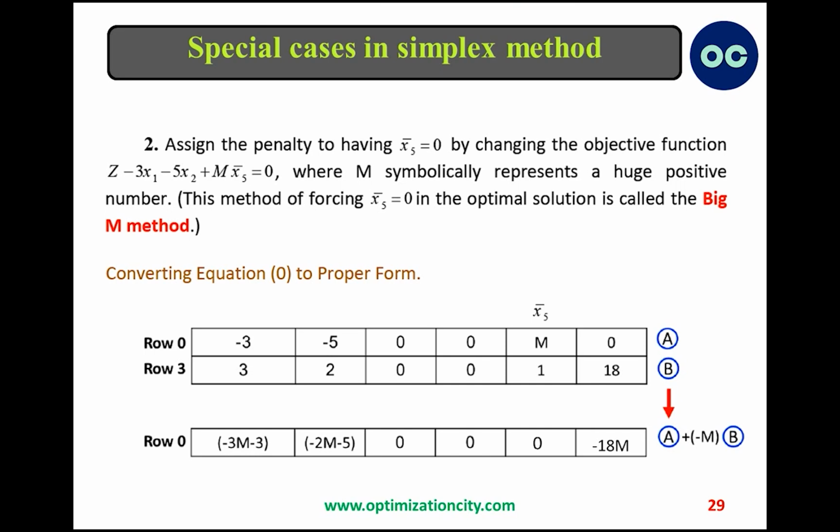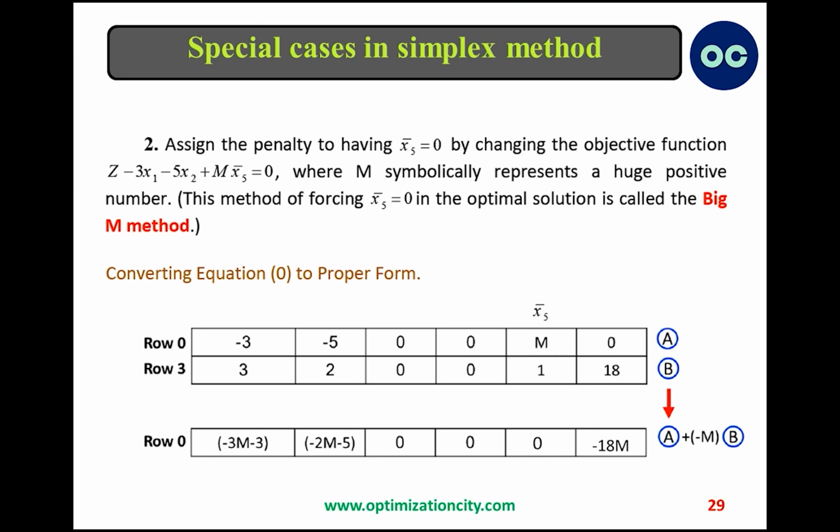It's very important in solving the model with the artificial variable using simplex. Before you can apply the simplex method's optimality test or find the entering basic variable, you need to make sure that all basic variables are eliminated from equation 0. However, the system of constraints is not yet in proper form because the basic variable x5 bar has a non-zero coefficient in row 0.